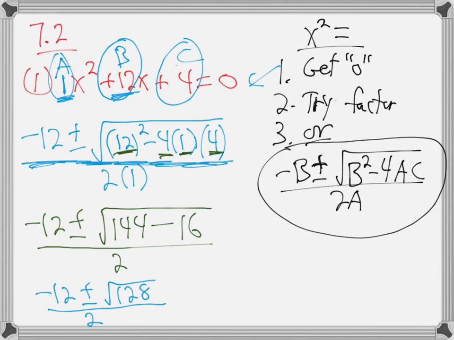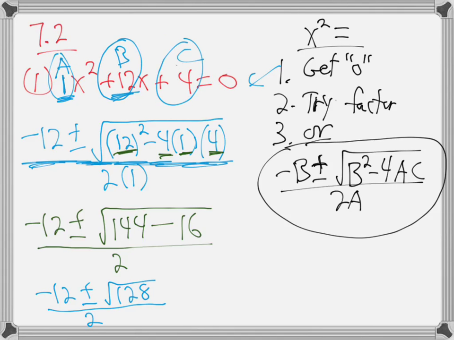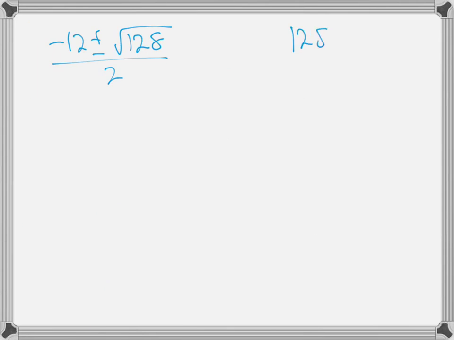Now we have to simplify that square root of 128. Let me go to a fresh screen. So minus 12 plus or minus the square root of 128 all over 2. Take that 128 on the side of your paper. You guys are pros at this now. I know 2 goes in. 2 times 64, and oh yeah, 8 times 8.